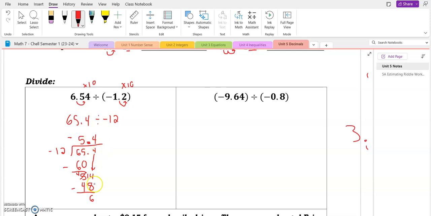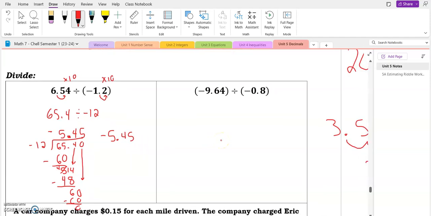And since we have something left down here, we can't just stop. So we're going to add in a 0 and bring the 0 down. And now 12 can go into 60 5 times. 12 times 5 is 60. So that gets us 0. So our answer is negative 5.45. Go ahead and pause the video and try to do this next problem on your own.